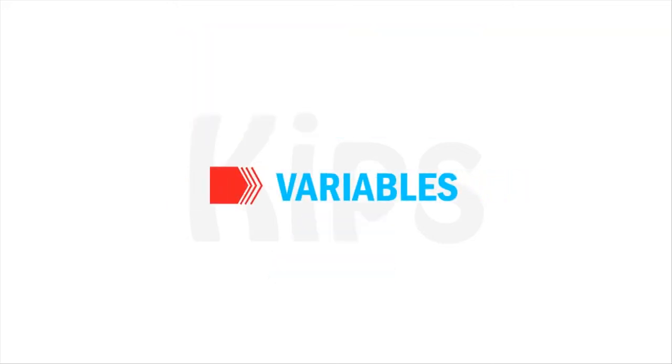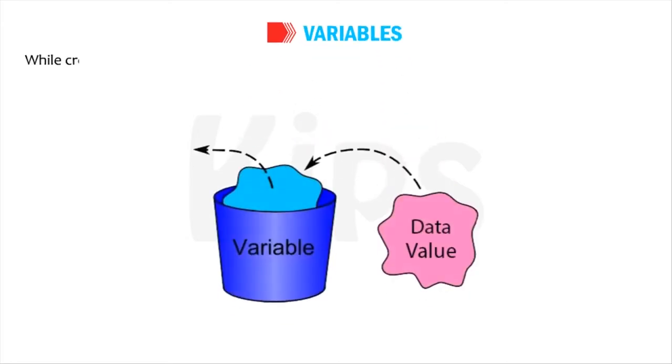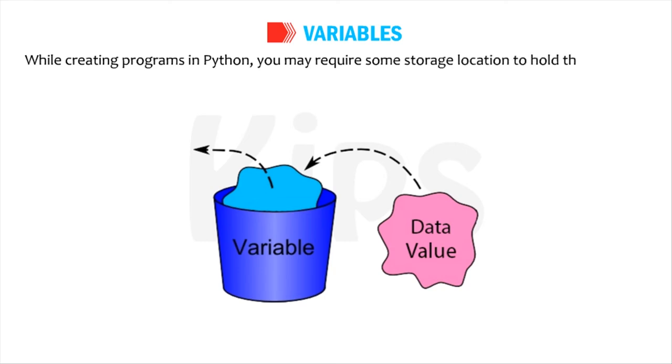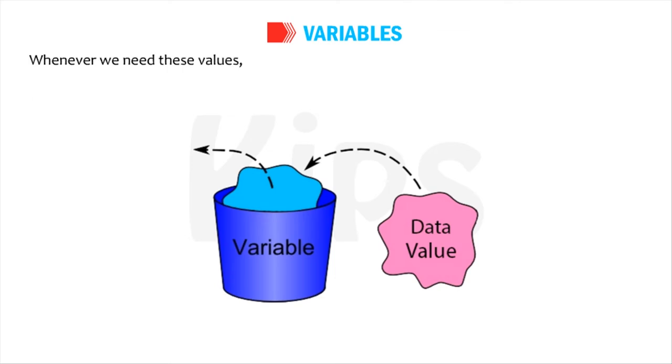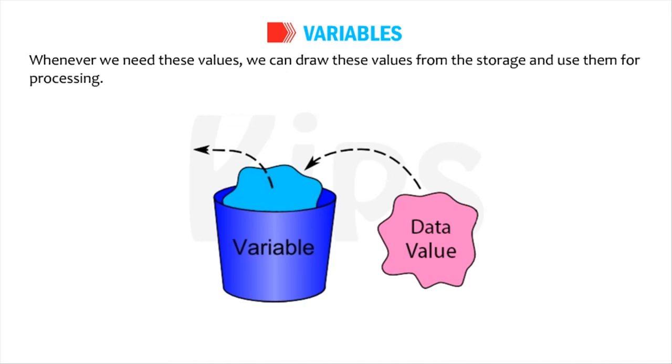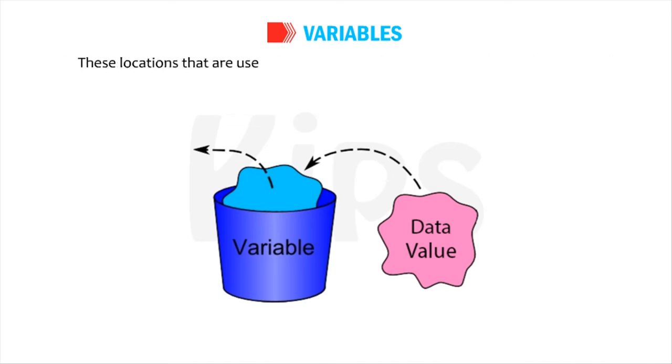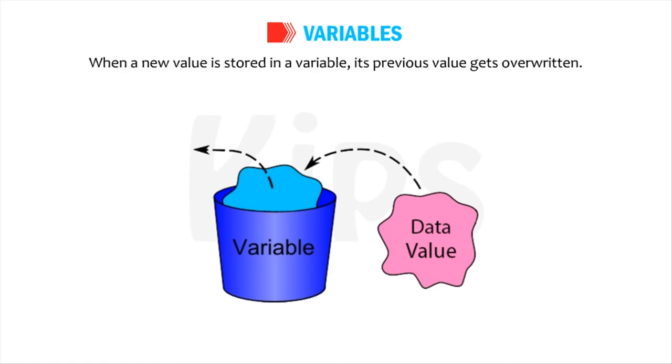Let us understand variables. While creating programs in Python, you may require some storage location to hold values to be used later. Whenever we need these values, we can draw them from the storage and use them for processing. These locations that are used to store values in memory are known as variables. A variable can store only one data value at a time. When a new value is stored in a variable, its previous value gets overwritten.